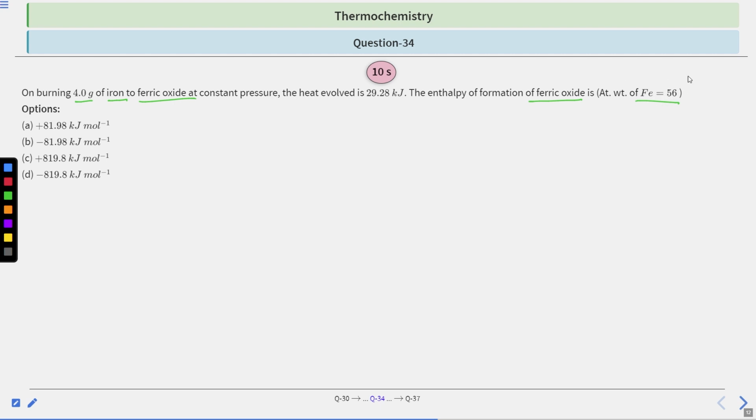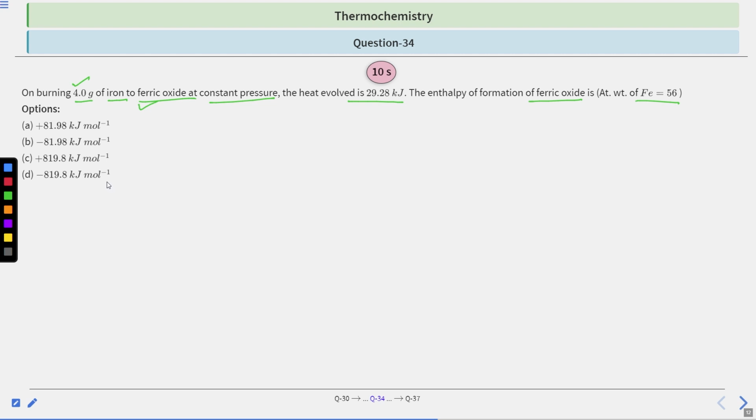For iron, the atomic weight is 56, and we are given that 4 gram of iron is burning to become ferric oxide at constant pressure, and the heat evolved is 29.28 kilojoule in this iron to ferric oxide process. We have to find the enthalpy of formation of ferric oxide. The options are 81.98 kilojoule per mole, minus 81.98 kilojoule per mole, plus 819.8 kilojoule per mole, or minus 819.8 kilojoule per mole.